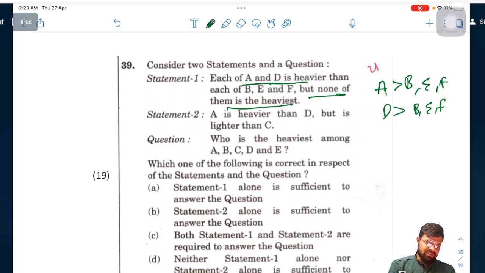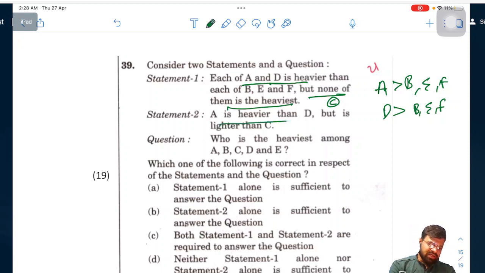See, this is not mentioning anything about C. However, it is mentioning that none of them is the heaviest, but still we will consider it as not mentioning anything about C. It is saying that none of them is heaviest, but still we are not sure. Why are we not sure? Because C is not mentioned here.